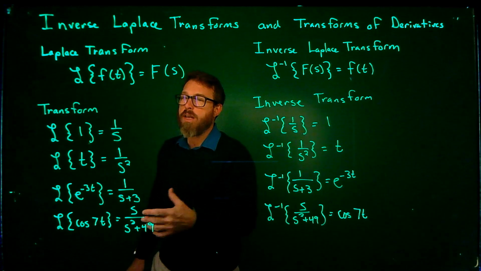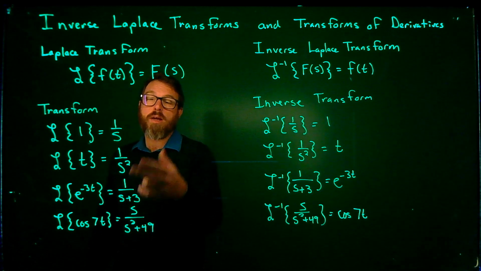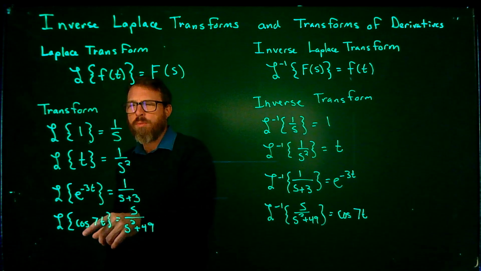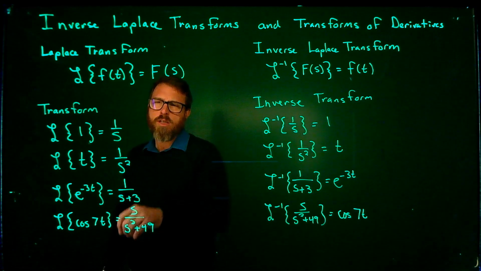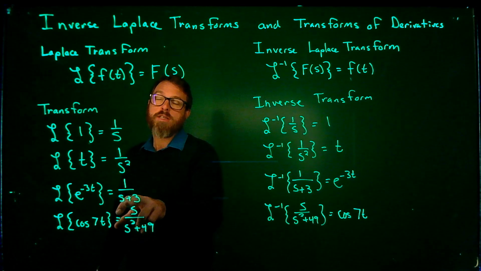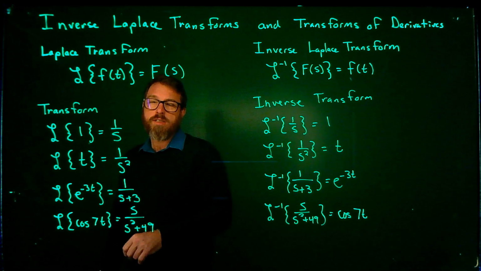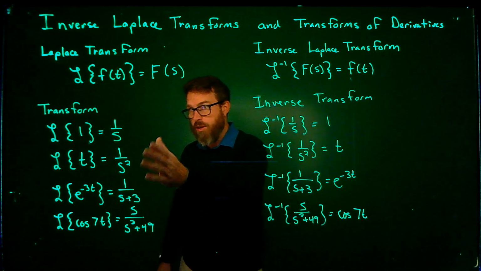So let's look at some of the Laplace transforms that we've done, or at least types of. The Laplace transform of 1 is going to be 1 over s. The Laplace transform of t is 1 over s squared. Of e to the minus 3t is going to be 1 over s minus minus 3, which is s plus 3. And then the Laplace transform of the cosine of 7t is s over s squared plus 49. So the Laplace transform just takes these functions and puts them back.